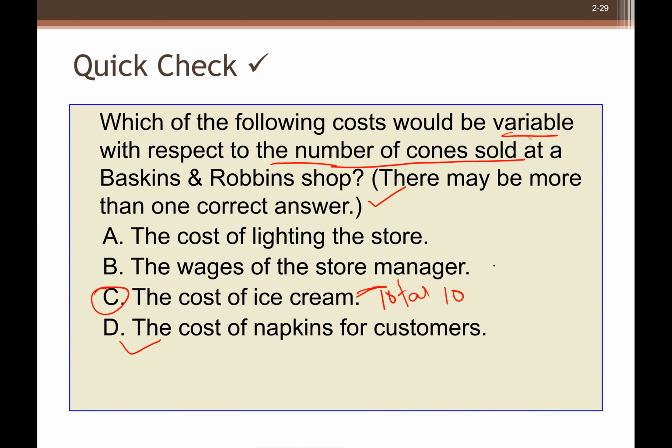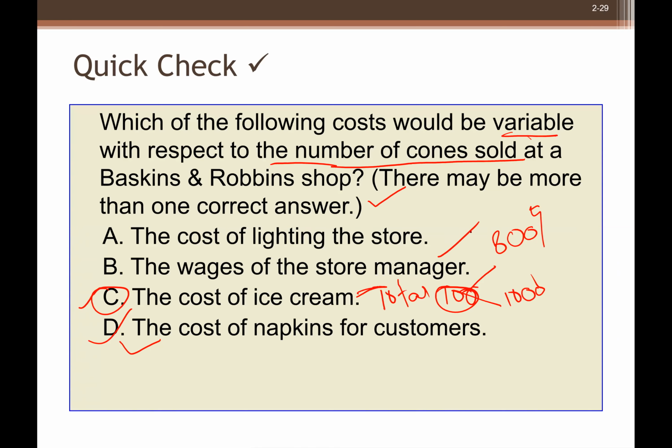If you sell 10 ice creams, the cost, for example, 8, price is 10. If you sell 100, that will become 80, so it means cost increases, right? Yeah, I understand. So answer is C and D. The more you sell the napkins, if you sell 10, you give 10 napkins. If you sell 100, you also give 100 napkins.